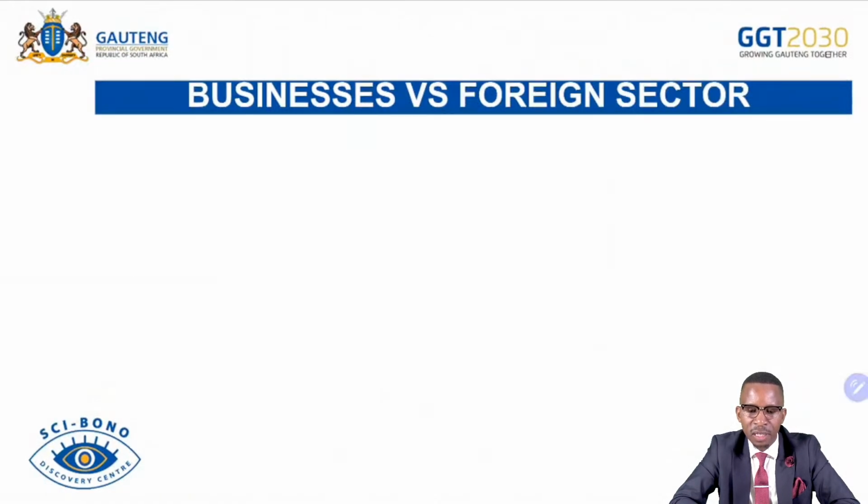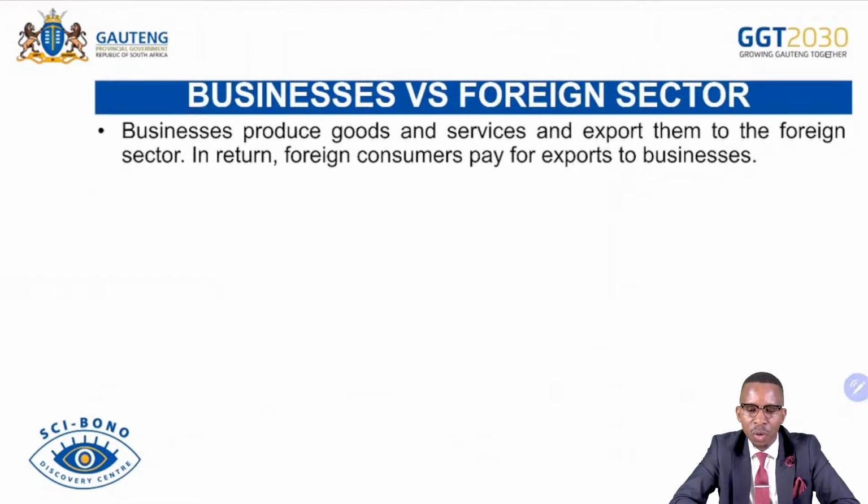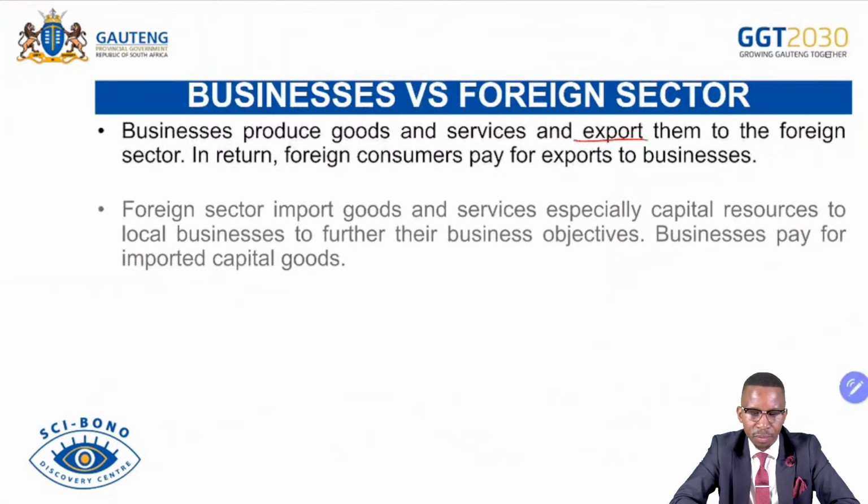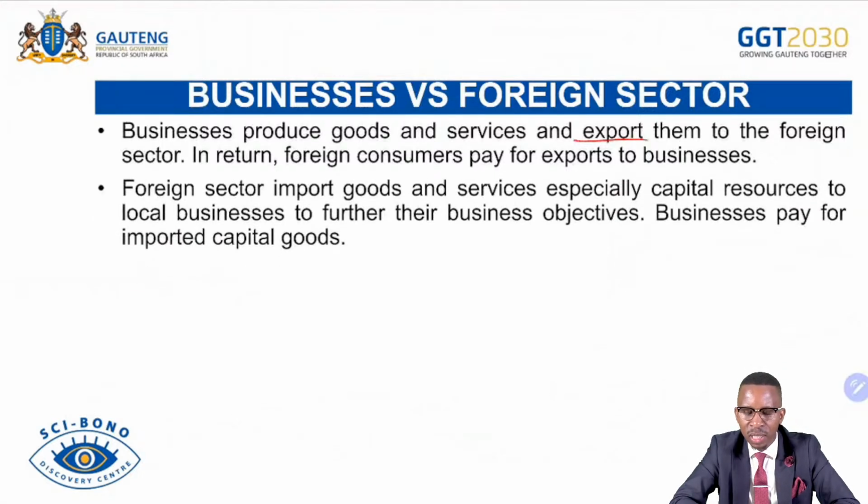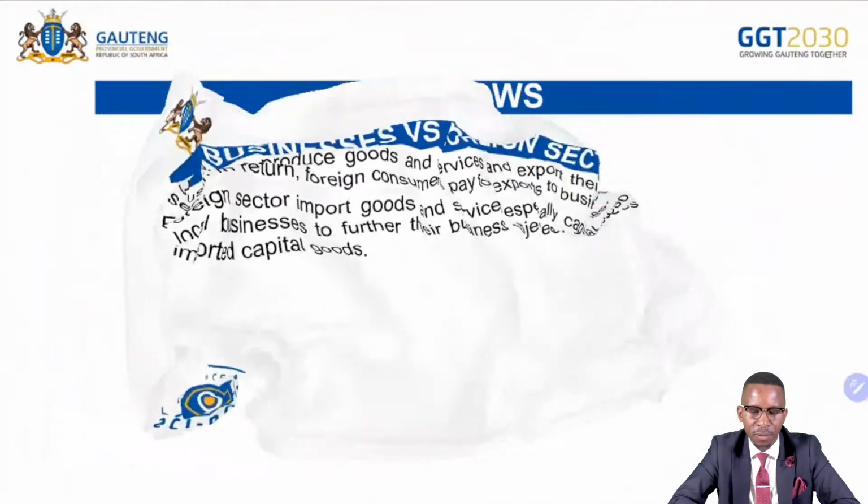And then businesses versus the foreign sector. We know that businesses are the main exporters of goods and services in the foreign sector, and in return, they are paid for those exported goods and services. They also import goods and services from the foreign sector, and they pay for those imported goods and services. The foreign sector exports goods and services, especially capital resources, to the local businesses to further their production objectives. Then businesses in return pay for those imported capital goods as well as the technology.